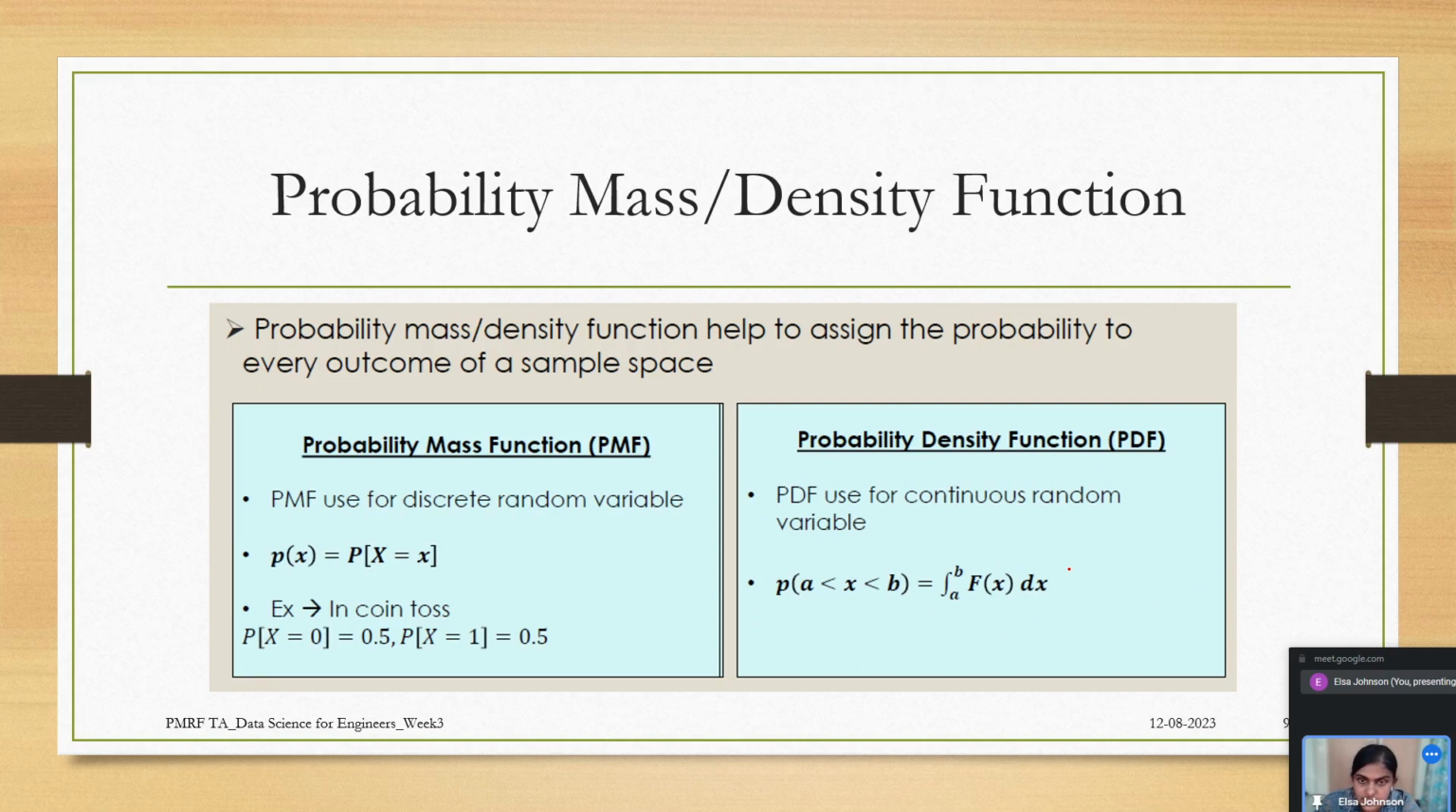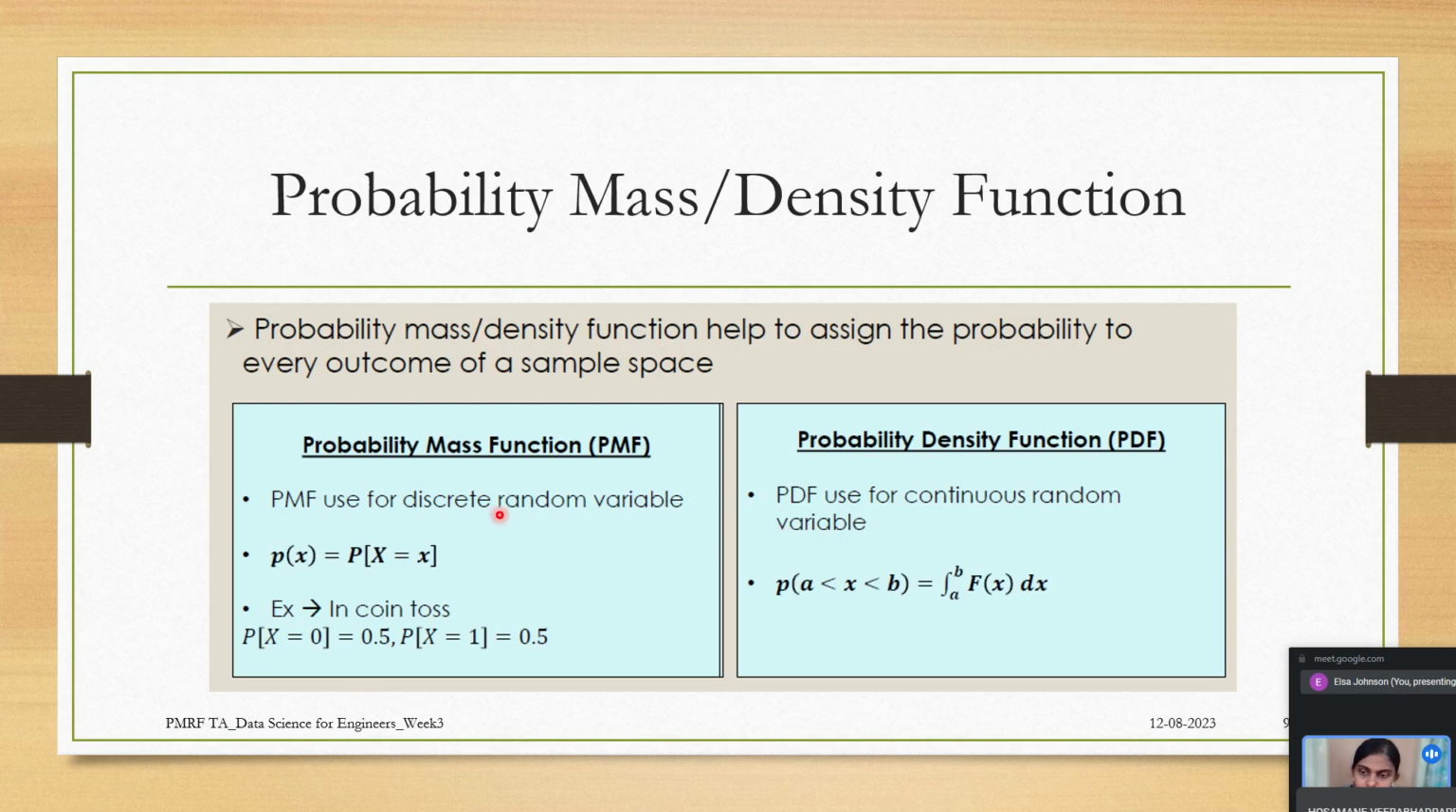Then according to that there is also a probability mass or density function. The main objective of the probability mass or density function is to assign the probability to every outcome of a sample space. So you have seen the discrete random variable as well as the continuous random variable. Then assigning the probability to every outcome of a sample space is known as the probability mass or density function. Probability mass function is used for discrete random variable and probability density function is used for continuous random variable.